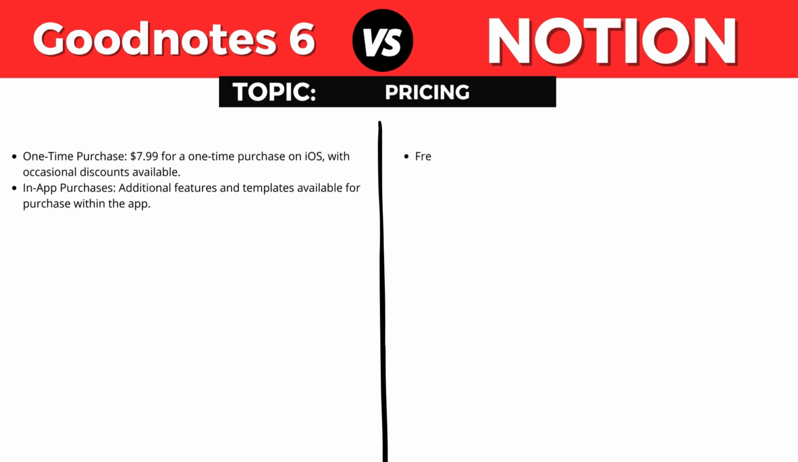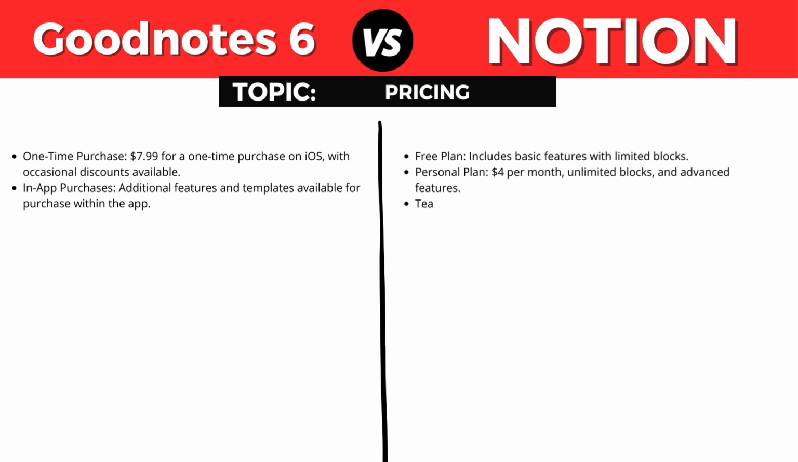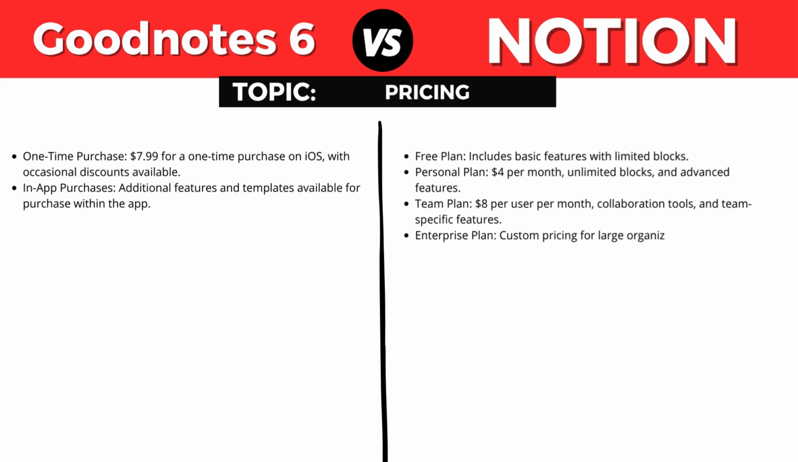So Notion includes basic features with limited blocks. That's the free plan. We have the personal plan for $4 per month, with unlimited blocks and advanced features. We have the team plan for $8 per user per month. So if you have a team of 10 people, that will be $80, of course. So you have collaboration tools and team-specific features. The enterprise plan is custom pricing for large organizations with advanced security and support.